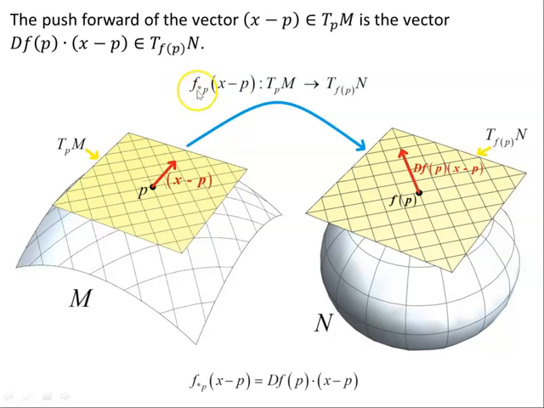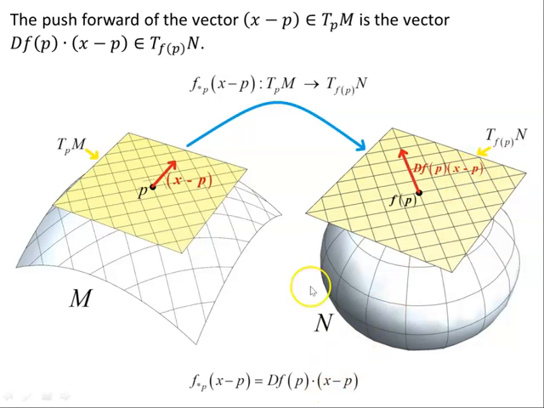So here's the f star of P, and here's the vector we are pushing forward from the tangent space to M at P to the tangent space of N at f of P. Here's the point P, here's our vector x minus P, and we're going to push that forward to this tangent space here, the tangent space to N at the point f of P. There's f of P marked there on the manifold N. df of P dotted with x minus p, so that's the matrix times the column vector.